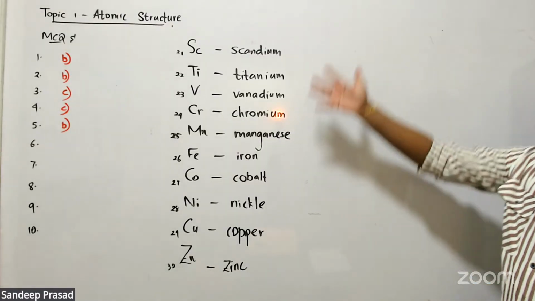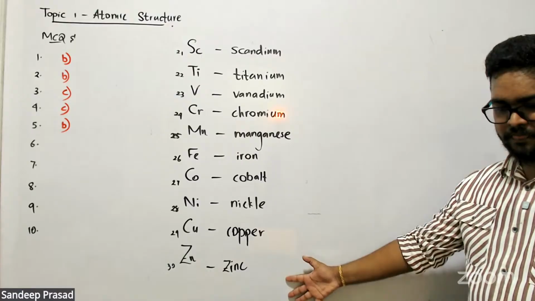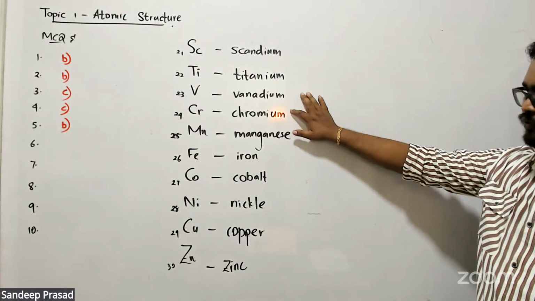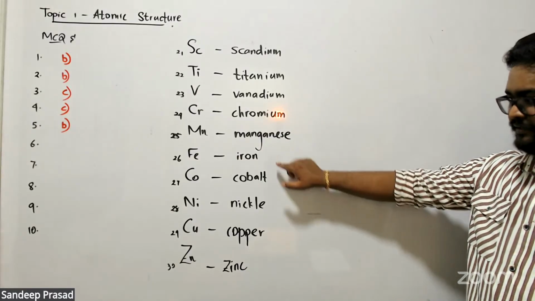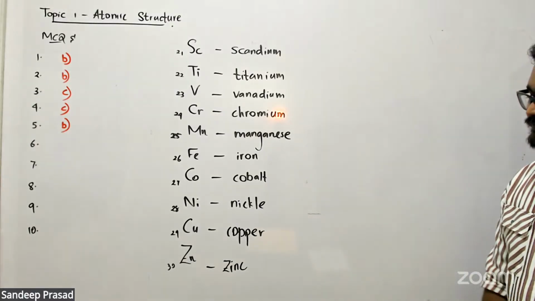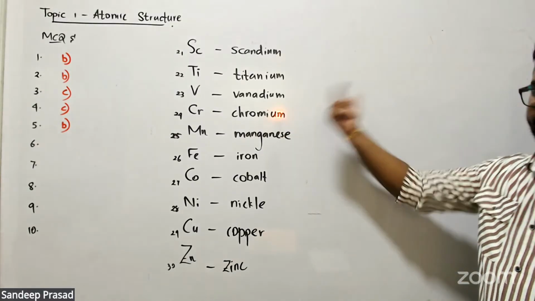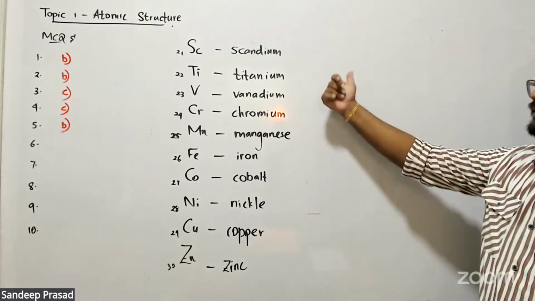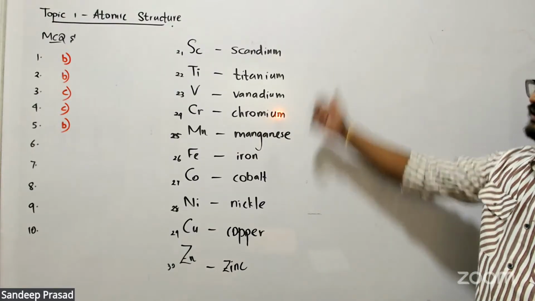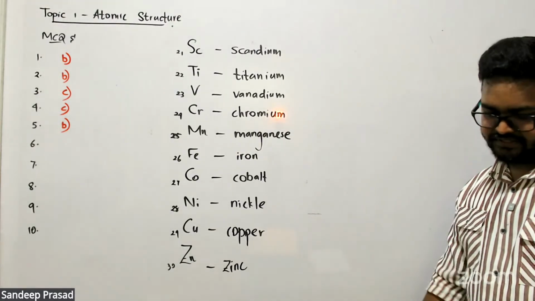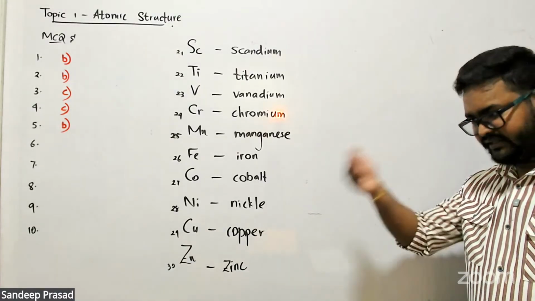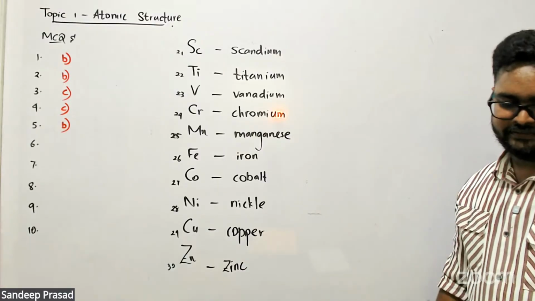right? Shall we study this one, right? Once, scandium, titanium, vanadium, chromium, manganese, iron, cobalt, nickel, copper, zinc, right? 26th element is iron. 23rd element, vanadium. 29th element, copper. 21st, scandium. 30th element, zinc. So when you are given the atomic number, you should be able to tell the element.